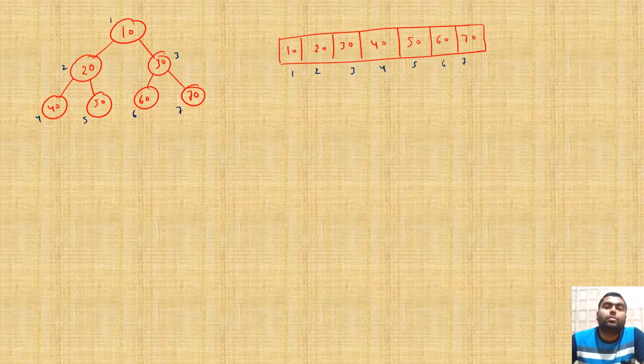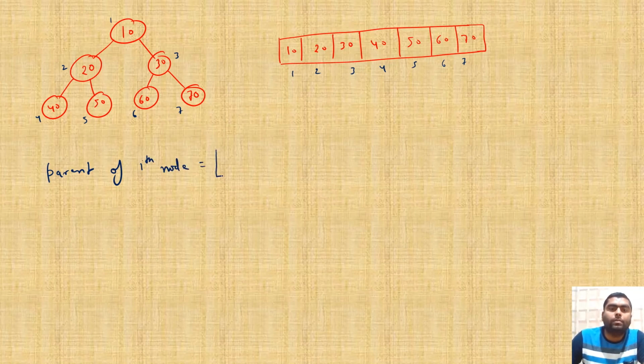Okay, so if we observe here, what will be the parent of any node i? So what will be the parent of the ith node? Parent of ith node will be floor of i by 2, floor function of i by 2. Okay, so this is except root, because root node does not have any parent. So let us check this, is it working or not?